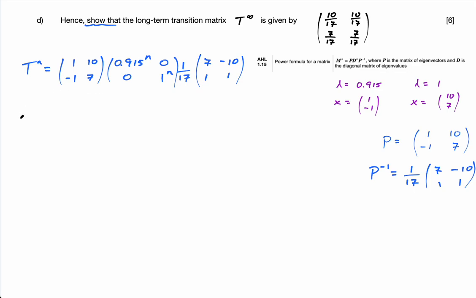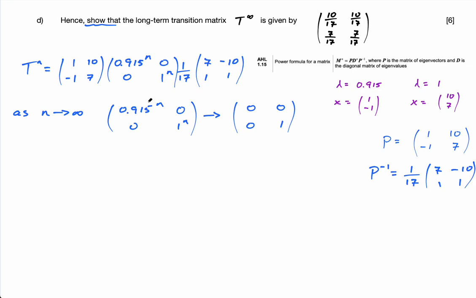Now the key is I have to say that as n approaches infinity, so when n is getting super duper big, you can't just sub in 1,000 and show that it's pretty close to 10 over 17, 7 over 17. You have to show why this is the case. So if n approaches infinity, then this matrix, 0.915, 0, 0, 1 to the power of n, has to approach 0, 0, 0, 1.